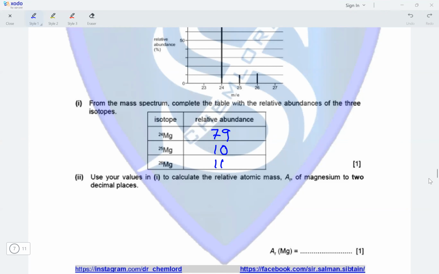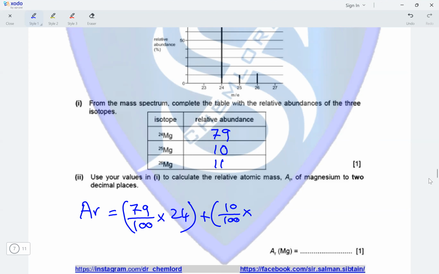So these are the values of relative abundances as taken from the mass spectrum provided. Use your values in 1 to calculate the relative atomic mass of magnesium to two decimal places. So we need to calculate the Ar. Ar would be equal to 79 upon 100 into 24 plus 10 upon 100 into 25 plus 11 upon 100 into 26, giving us an Ar value of 24.34.